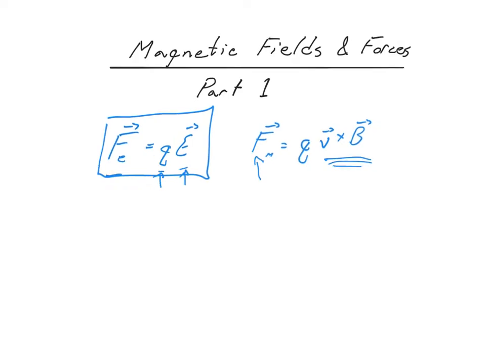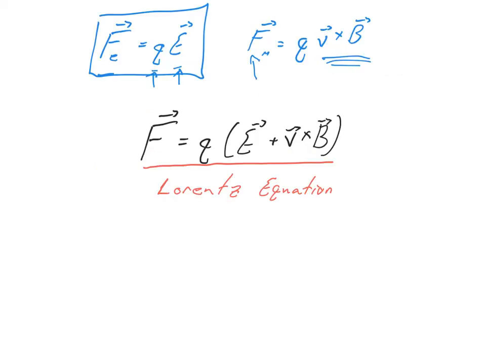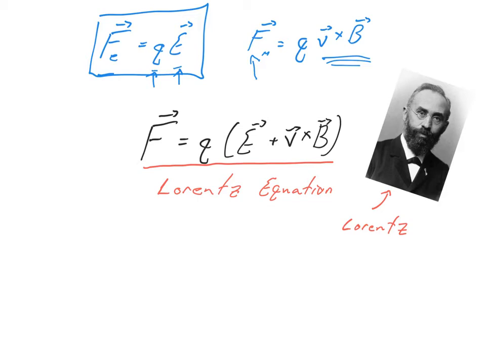You can also combine these two equations to get what's called the Lorentz equation, which just says the force on a charged particle is the magnitude of the charge Q times the electric field plus the velocity cross product the magnetic field. And this is kind of implicit in the first of Maxwell's laws. Okay, so that's the equation.